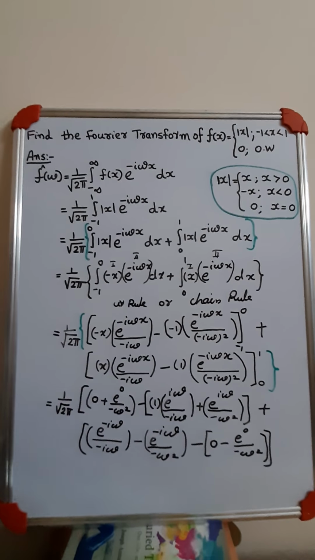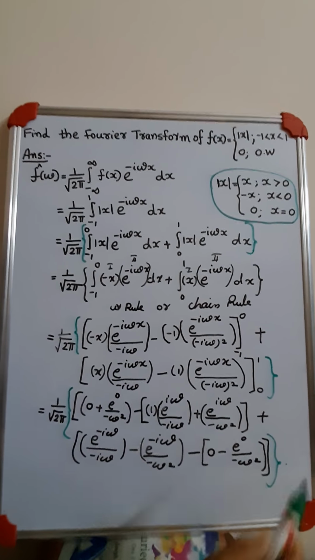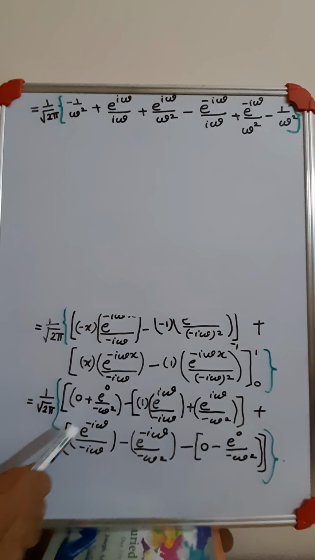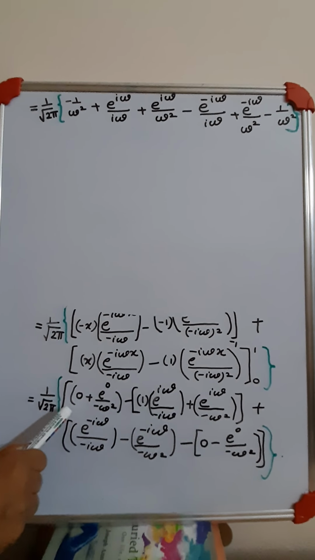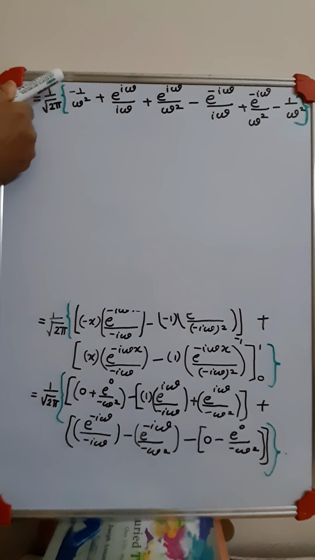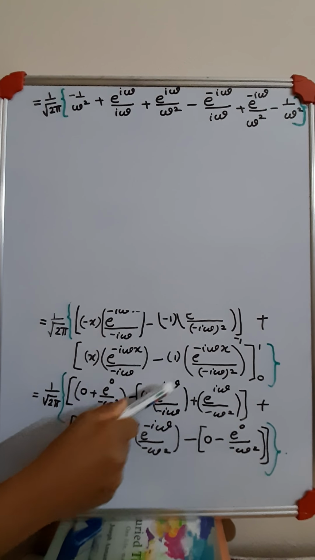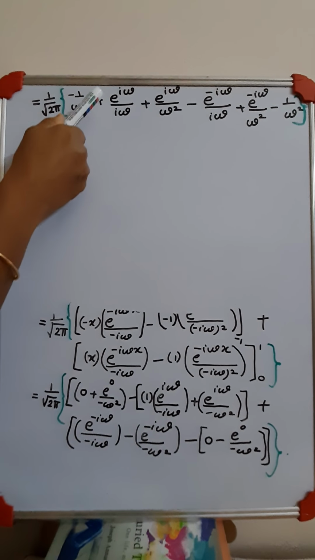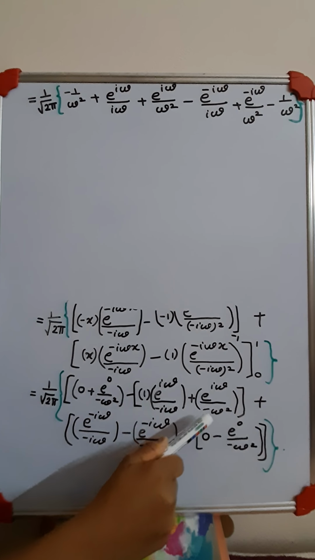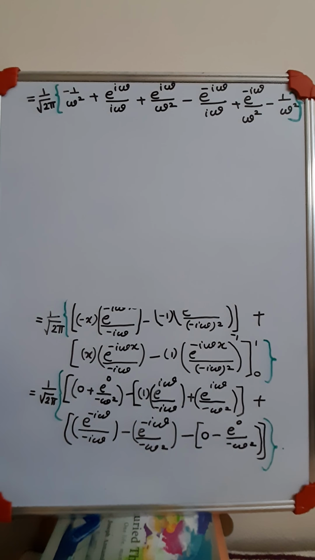Then 1 by root of 2 pi is common for both the terms. Okay, now the simplification of these terms. First term is 0, e raised to 0 is 1. First term becomes minus 1 by omega square. Then minus plus e raised to I omega by I omega. Second term is e raised to I omega by I omega. Next term is minus again plus e raised to I omega divided by omega square.